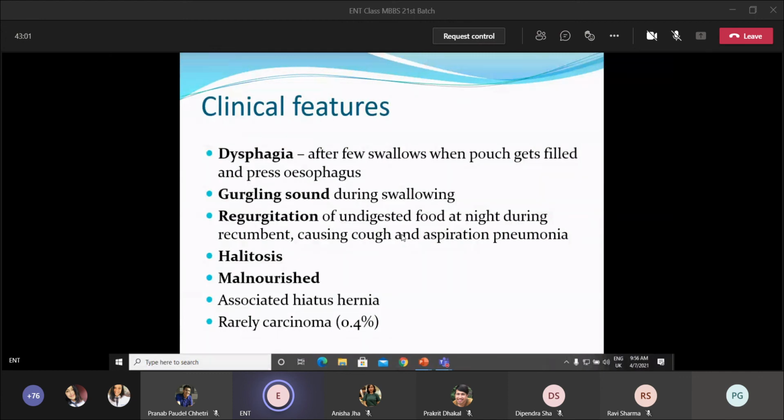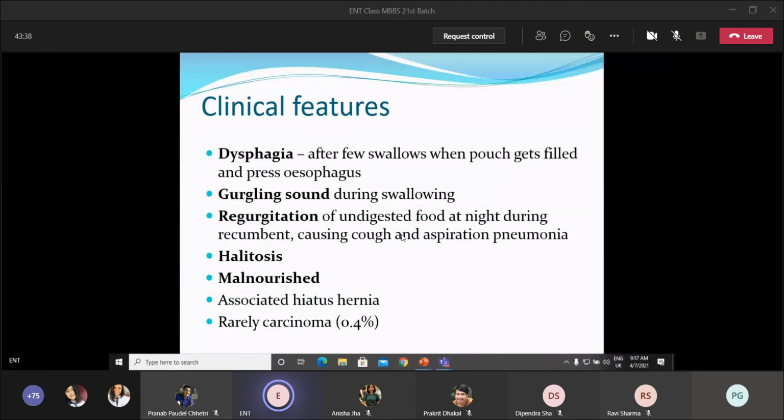Clinical features, difficulty in swallowing, also known as dysphagia, because after first few swallows, because the opening of this Zenker's diverticulum is larger than esophagus, the food first goes there, the pouch gets filled, and then it presses the esophagus. So there is dysphagia. Very characteristic of this Zenker's diverticulum is a gurgling sound during swallowing. Okay.